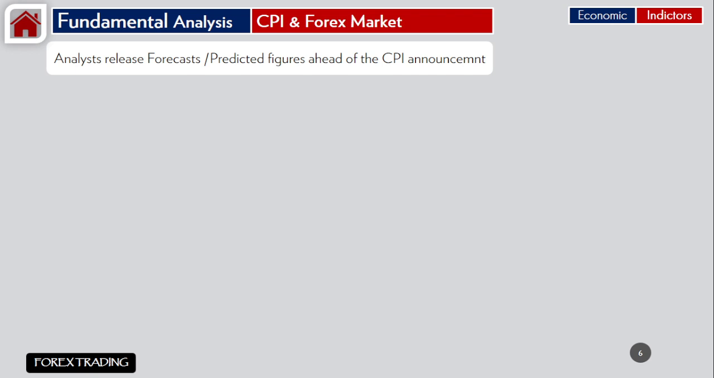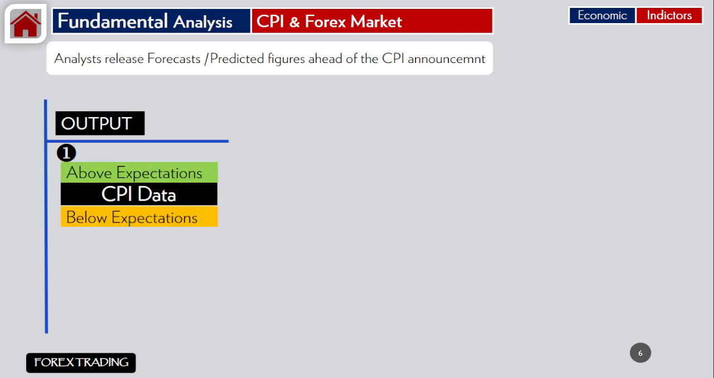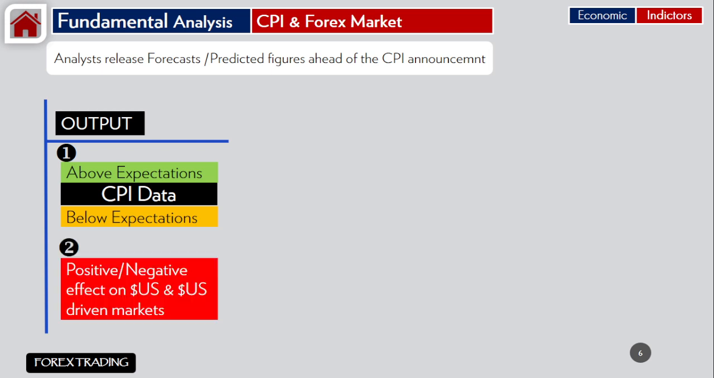Okay, so analysts are actually looking at the forecast or predicted figures ahead of the CPI announcement. So what happens when the CPI data comes out? What is the output of that data? For example, the CPI data could be above expectations or below expectations. In either case, there could be a positive or negative effect on the US dollar and US dollar driven markets.